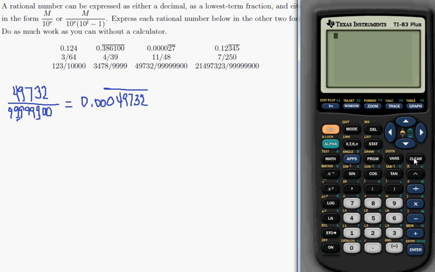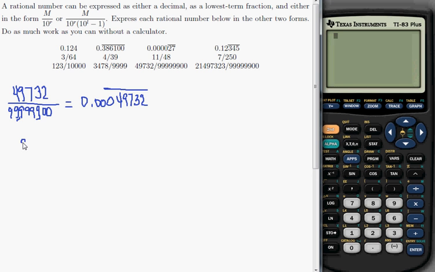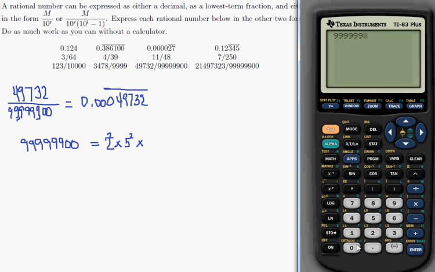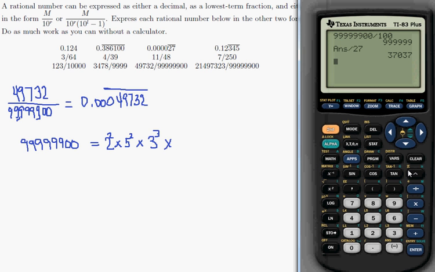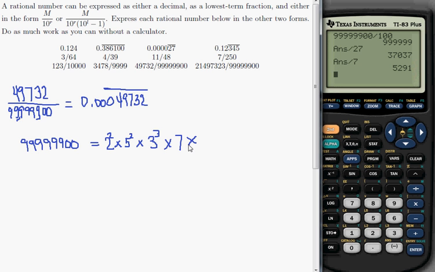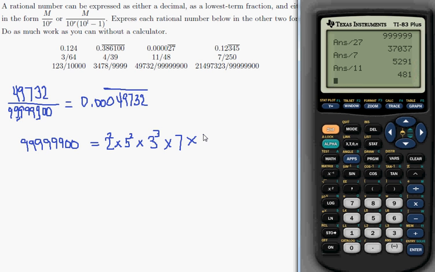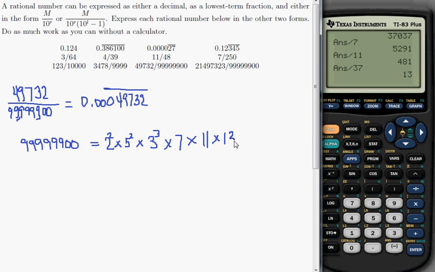To write this in lowest terms, let's just go ahead and do it. What numbers go into the bottom? So we have 99,999,900. So on the bottom we have 2 squared times 5 squared for the 100. There, so if I divide off the 100, that gives me that. Okay, now we did this before, so let me write it down. So I've got times 3 to the third. And as I recall, I can divide this by 7 and it works. I can divide this by 11. And I can divide this by 37, leaving me 13. So that's the prime factorization of the denominator.